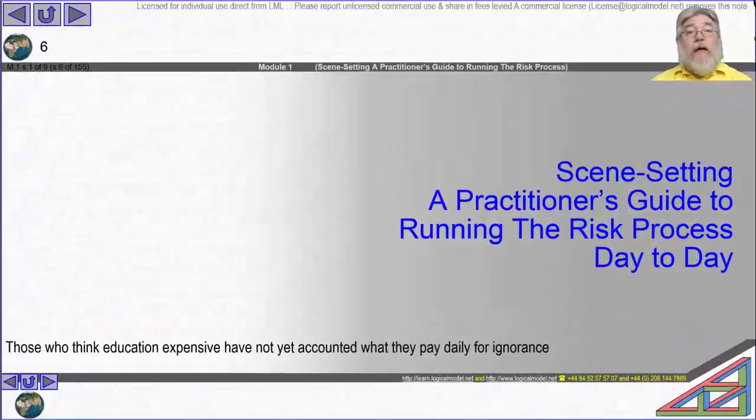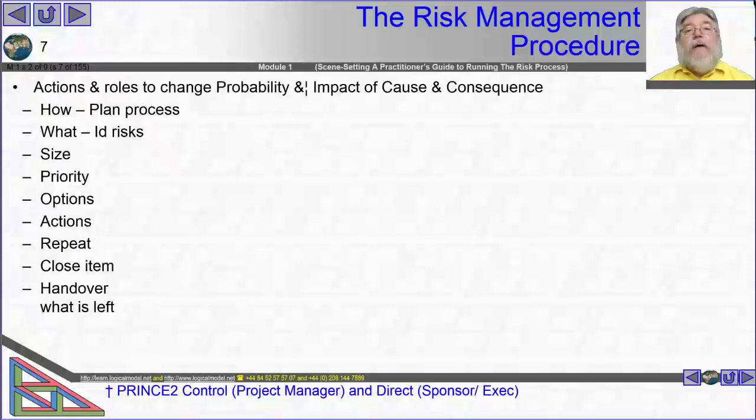Let's get into some detail, and that detail that I want to get into here is looking at the day-to-day activities that we carry out if we're going to facilitate the risk management processes for people. I'm going to use the Prince process model here. I could actually have said I'm going to use the PMBok process model here because the two are so close together as to be indistinguishable really.